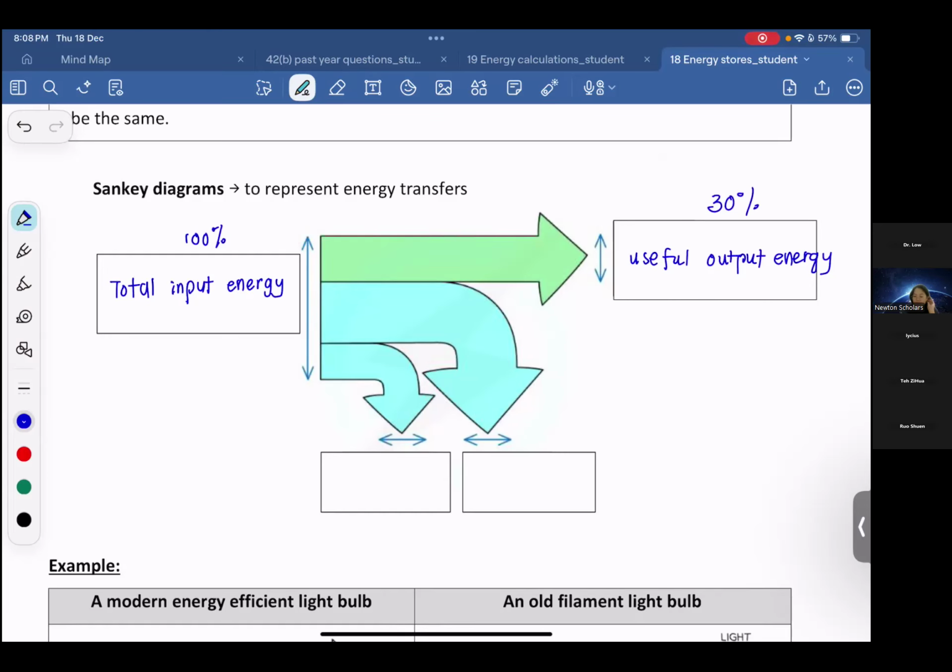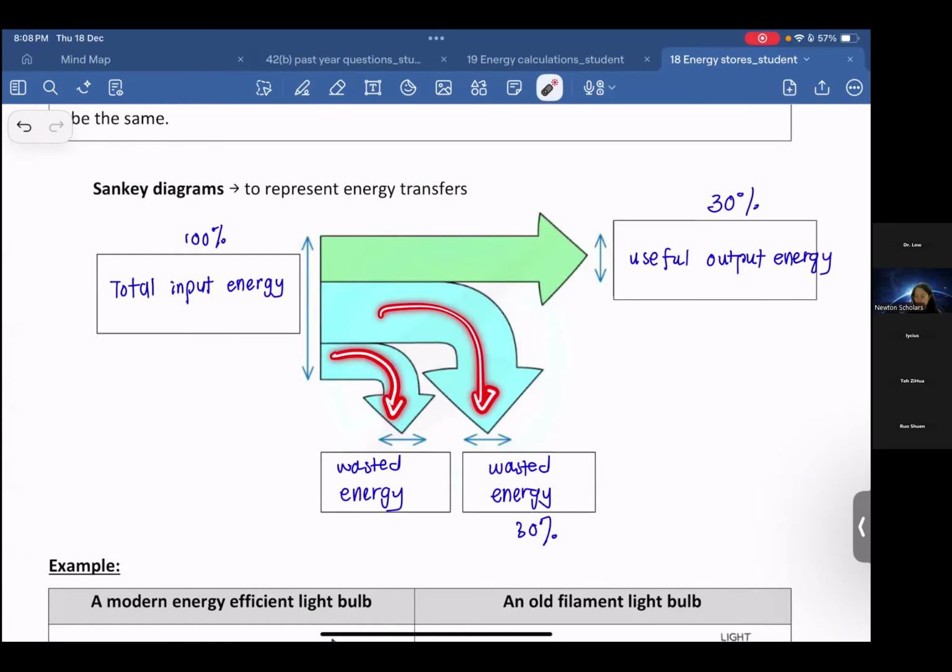Then after that, the blue one we can use to represent wasted energy. For example, let's say it's 30%. Then this one is also another type of wasted energy. For example, in some applications, energy is lost to the surroundings as heat, thermal, or as sound. These two types we don't want, but we cannot avoid. It's wasted output energy. So we will draw it in this way.